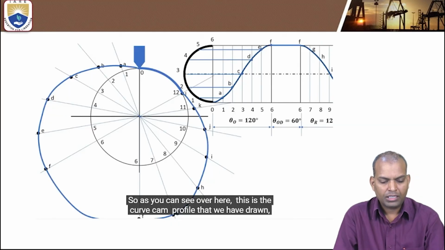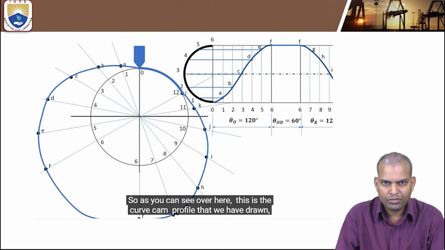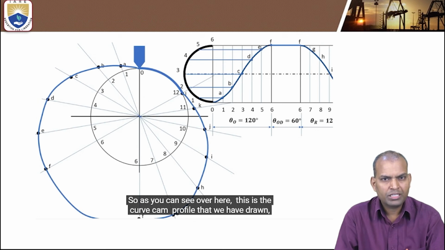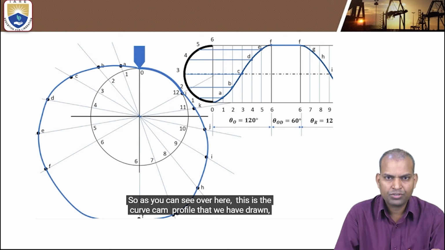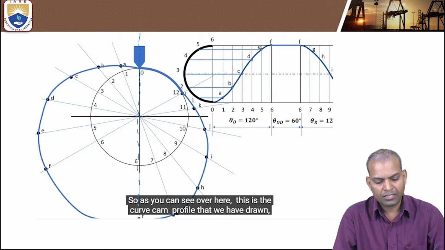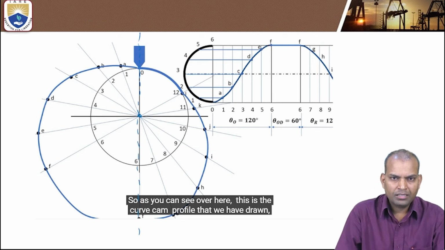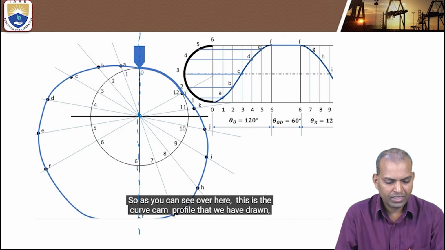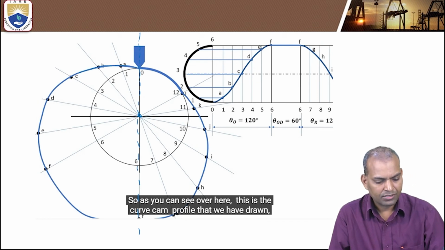This is the shape of a cam when the follower is a knife edge follower and the motion of the follower is simple harmonic. The angle of outward stroke is 120 degrees. The angle of outward dwell is 60 degrees. The angle of return stroke is 120 degrees, and the angle of return dwell is 60 degrees. And one more important thing is that the axis of the follower is passing through the center of the cam. Under these conditions, the shape of the cam looks like this.